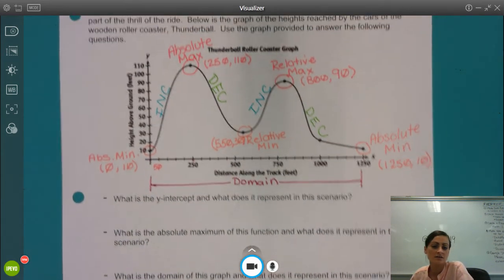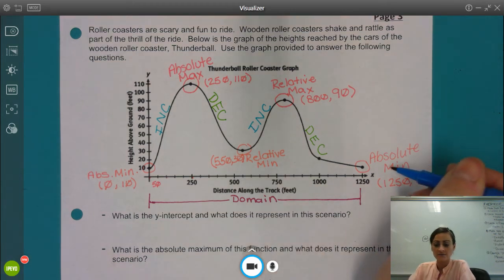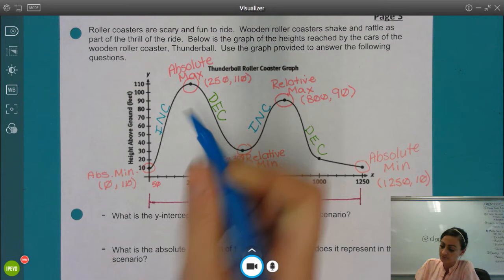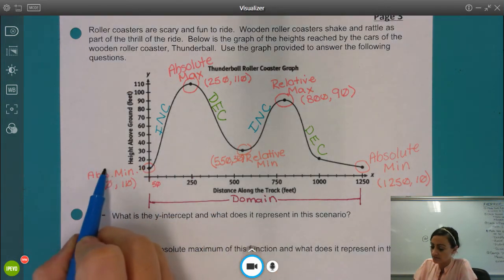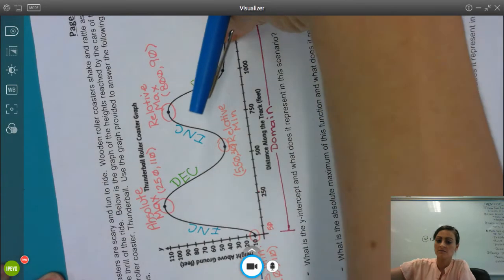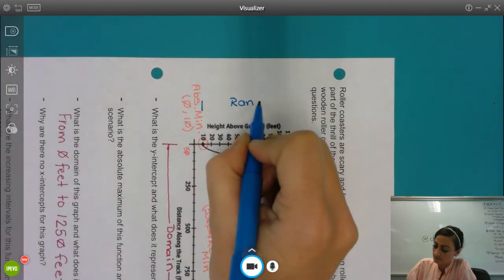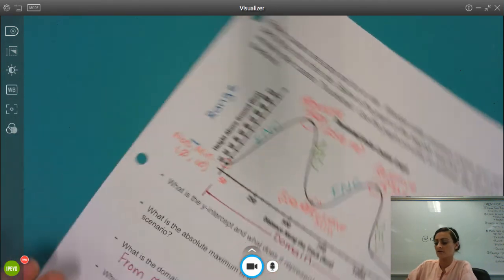Now we are going to do the exact same thing for range, but instead of going side to side like we did for domain, we're going to go up and down. As long as your graph is continuous, you are going to look at your absolute minimum value. So I'm going to start here. I'm going to turn my graph sideways so I can write the word range. I'm going to do it the other way so it goes the same way as the words. Okay, so now we're doing range.